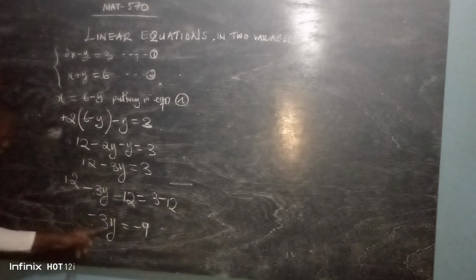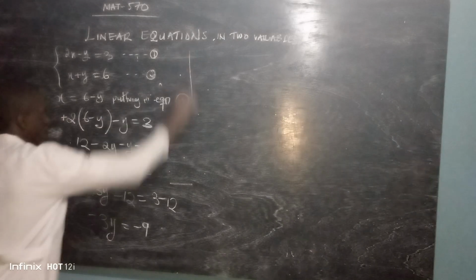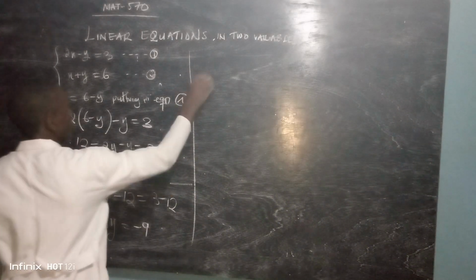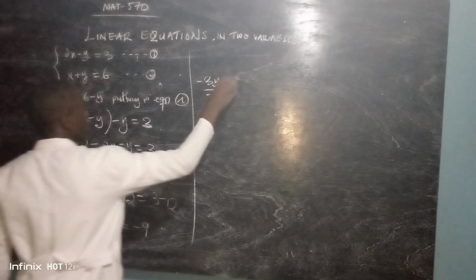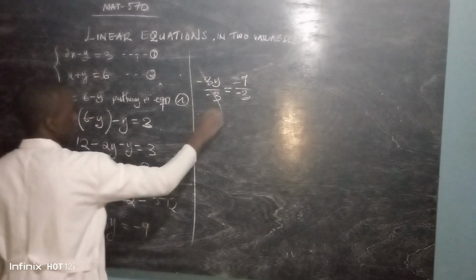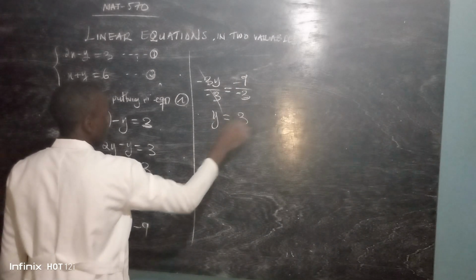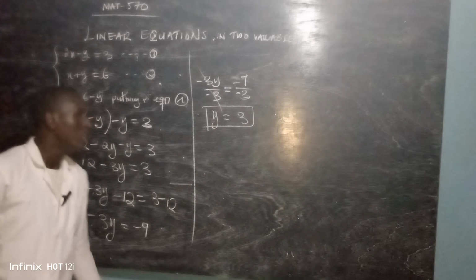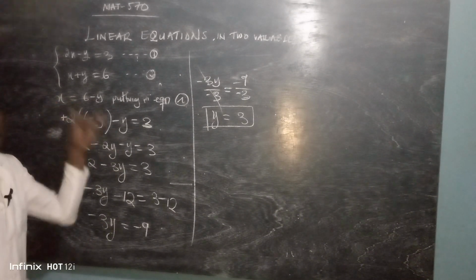Now, since negative 3 is multiplied by y, I have to solve for y. So I'm going to do what? I divide both sides by what? Negative 3 to make y the subject. So I have negative 3y divided by negative 3 equals what? Negative 9 divided by negative 3. Basically, this and this go, and you're left with y equals what? Negative 9 divided by negative 3 is just positive 3. Whenever a negative number is divided by a negative number, it is positive. So that's the value of y as we obtained above.